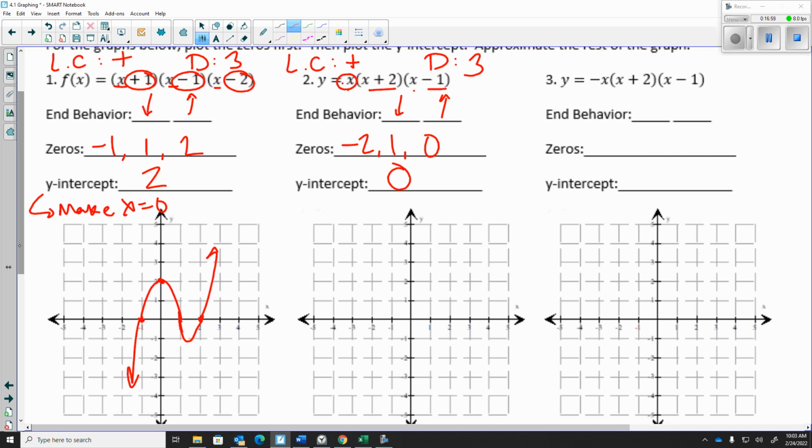X-intercepts are -2, 1, and 0. The y-intercept is also 0. That's okay. That's fine. Bless you. No big deal. You okay with those dots?